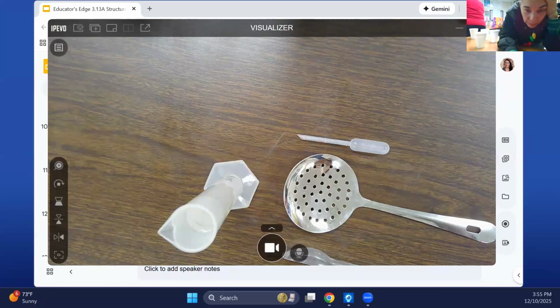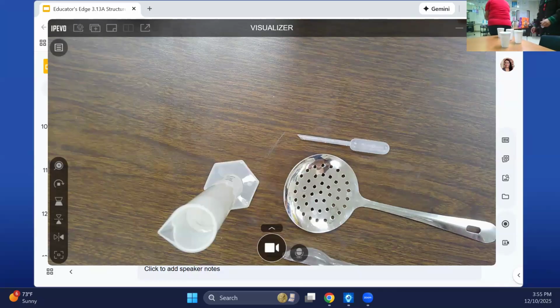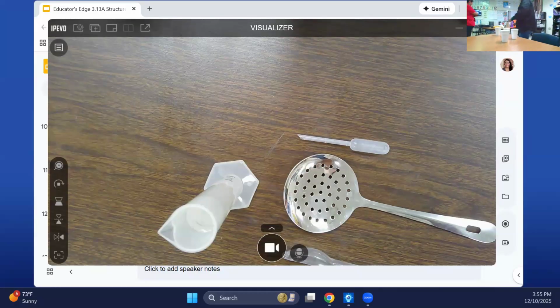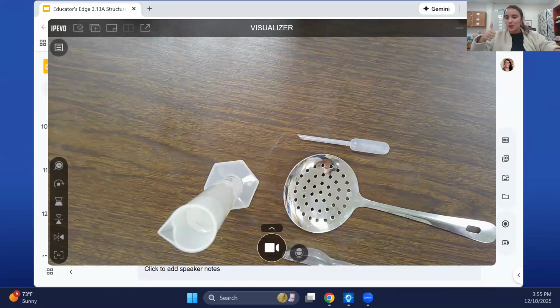So we have here the beaker, the pipette. We're all in here. Hi, Rosa. Did you guys have a question? Okay, so we'll go ahead and continue. Can you see my screen with the tools?